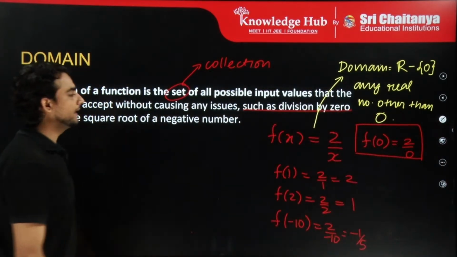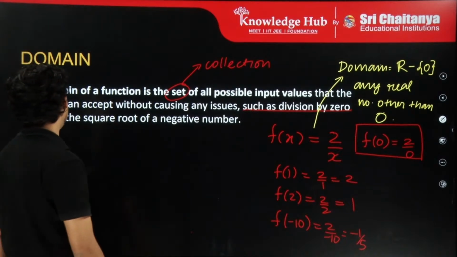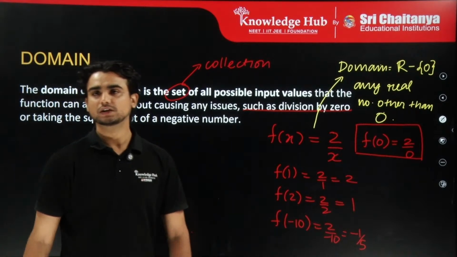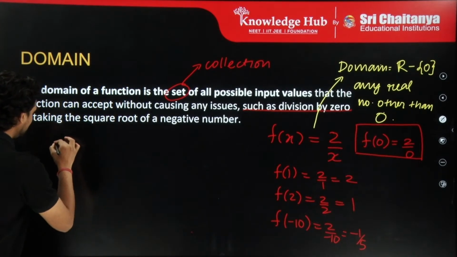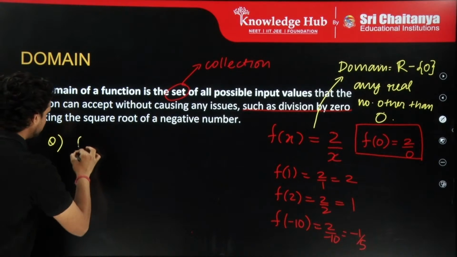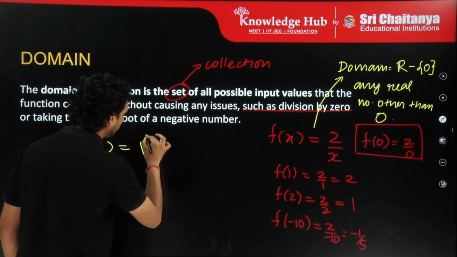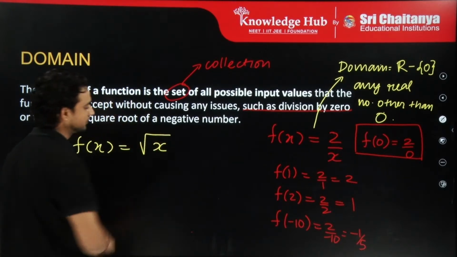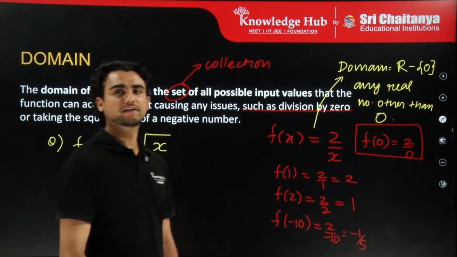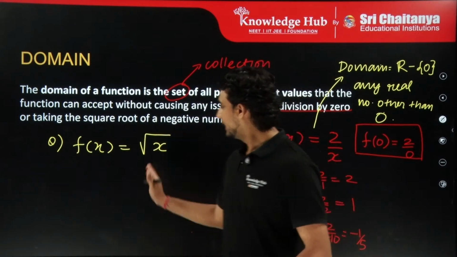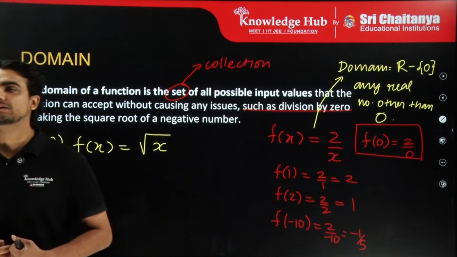Correct. So this is my range for the function. Now, let's consider taking the square root of a negative number. Let's say I have another function, f of x is equal to root of x. Right? f of x is basically root of x. Now, as an input, what are the possible values I can give?